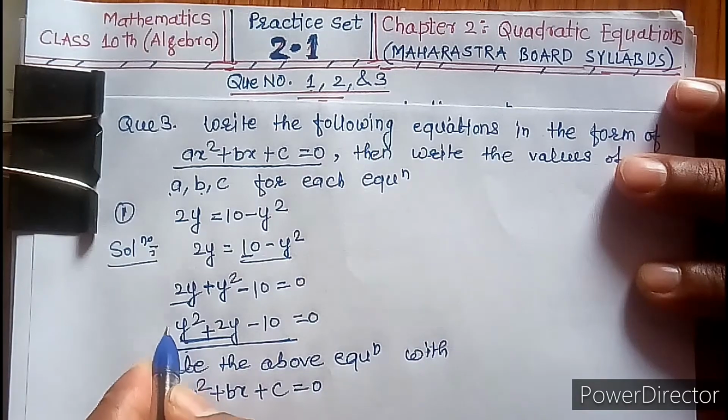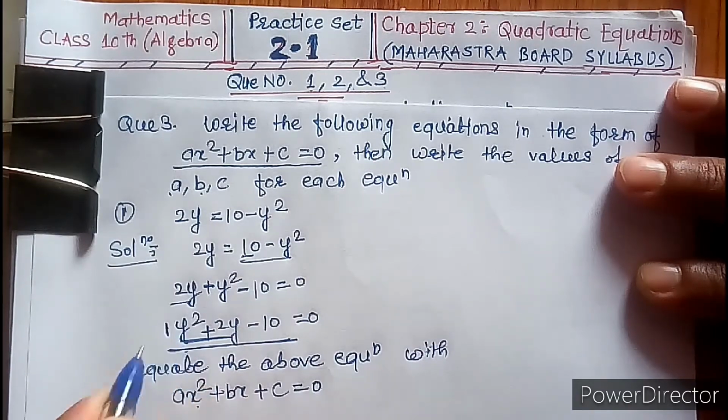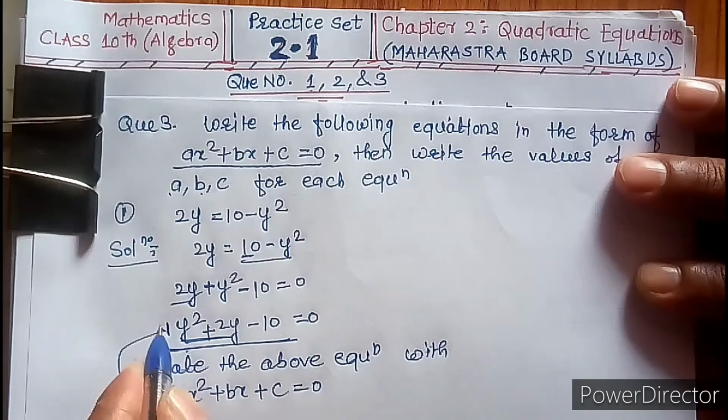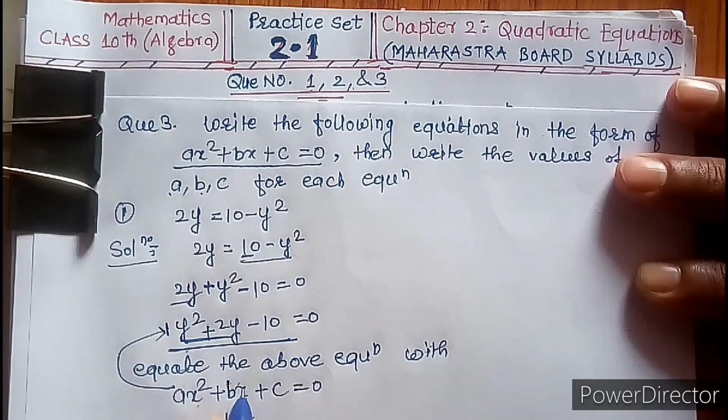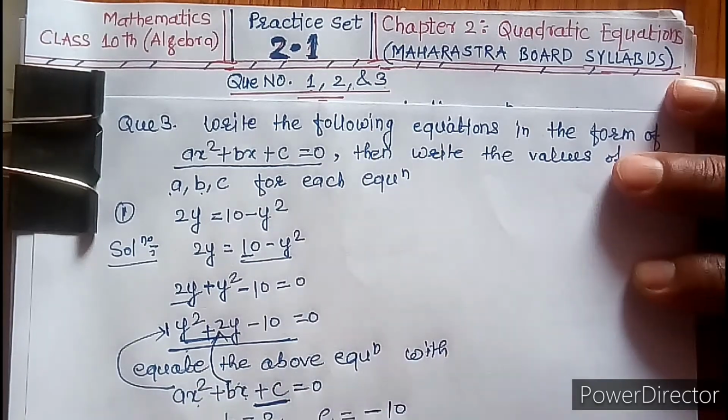The coefficient of y square is 1, therefore the value of a is 1, so a equals to 1. The coefficient of the variable y is 2, therefore b equals to 2. Here c is the constant, and the value of c is minus 10. We get the values of a, b and c.